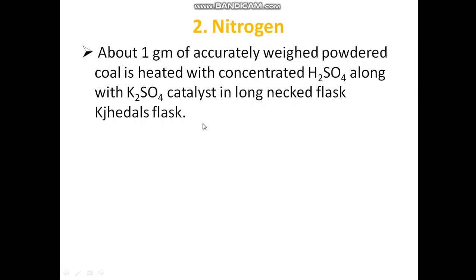So one of the questions can also arise that how the nitrogen is being calculated by using the Kjeldahl flask. So this is, you should remember.